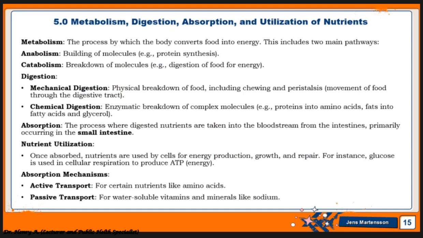Metabolism is simply the process by which the body converts food into energy, and it includes two pathways. You've heard about anabolism, that is building up of molecules such as protein synthesis, building blocks. And then you have catabolism, the breaking down of molecules, for example, digestion of food for energy. Remember your gluconeogenesis, very important. Now, let's look at digestion.